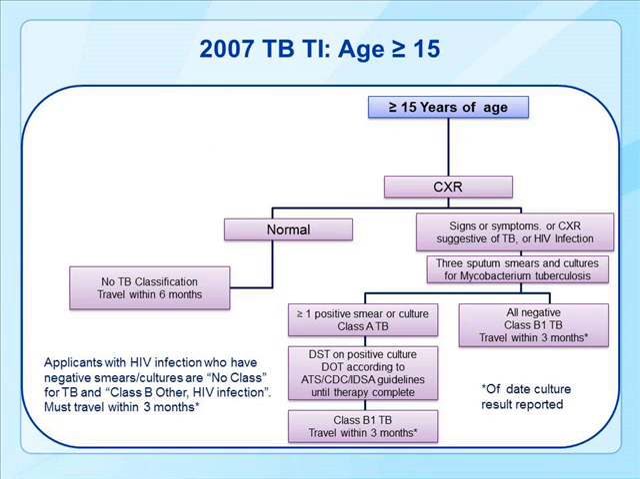Now, looking at the same algorithmic process for those greater than or equal to 15 years of age, there would be no treatment or testing for latent TB infection. Rather, they get a chest X-ray, and again, the same algorithm. If normal, travel within 6 months. With signs or symptoms, abnormal chest X-ray or HIV infection, they would give 3 sputum smears and cultures. If all negative, class B1 TB. If any smear was positive or culture positive, then again they'd be treated by our standards by DOT until therapy was complete. And again, after therapy complete, could travel within the 3-month period.